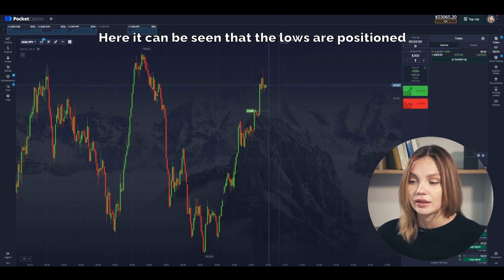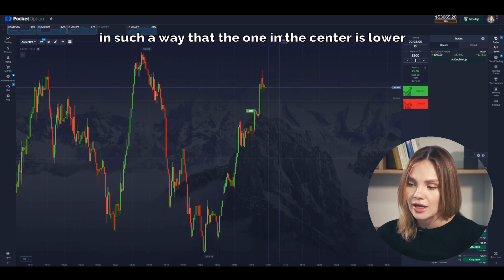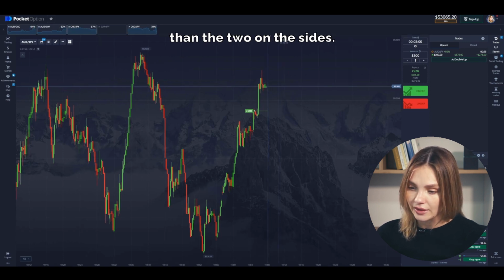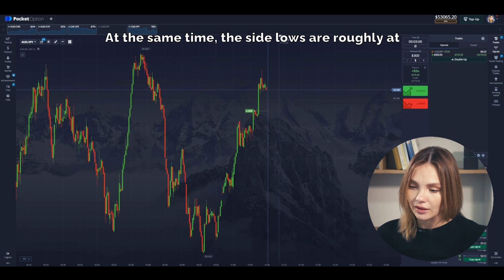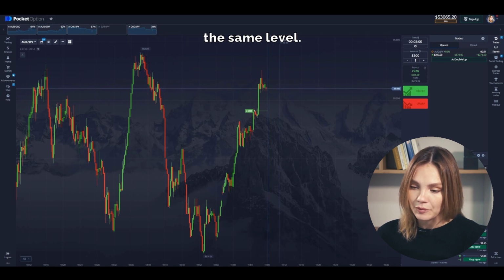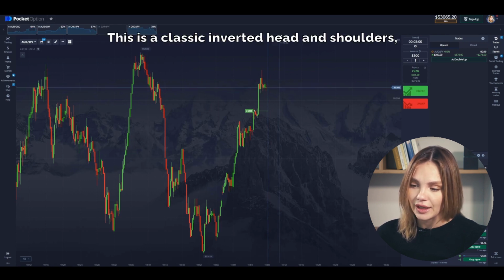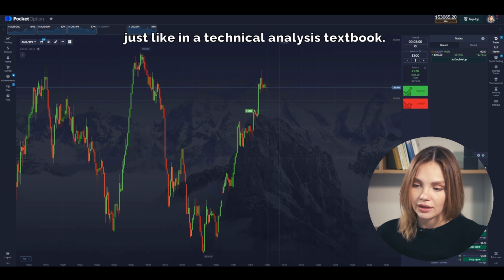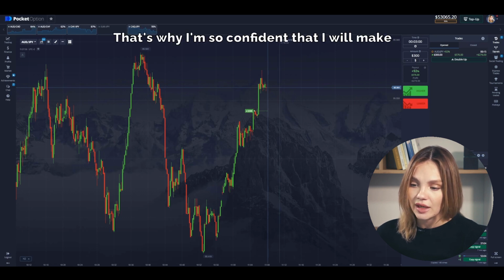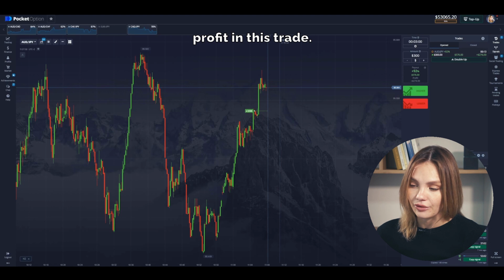Here it can be seen that the lows are positioned in such a way that the one in the center is lower than the 2 on the sides. At the same time, the side lows are roughly at the same level. This is a classic inverted head and shoulders, just like in a technical analysis textbook. That's why I'm so confident that I will make profit in this trade.